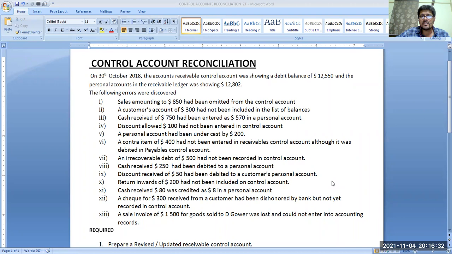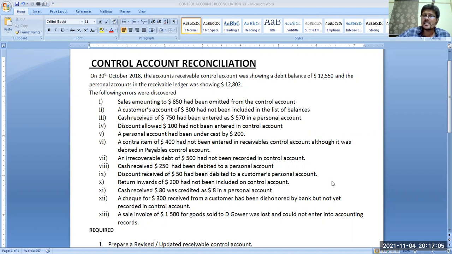Now this is the question. On 30th October 2018, the account receivable control account was showing a debit balance of 12,550. From taking all the data from the books as we did yesterday, they've made an account receivable or sale ledger control account, which shows 12,550. But when they took the totals of all the sales ledger, meaning individual customers' accounts, it was showing 12,800.